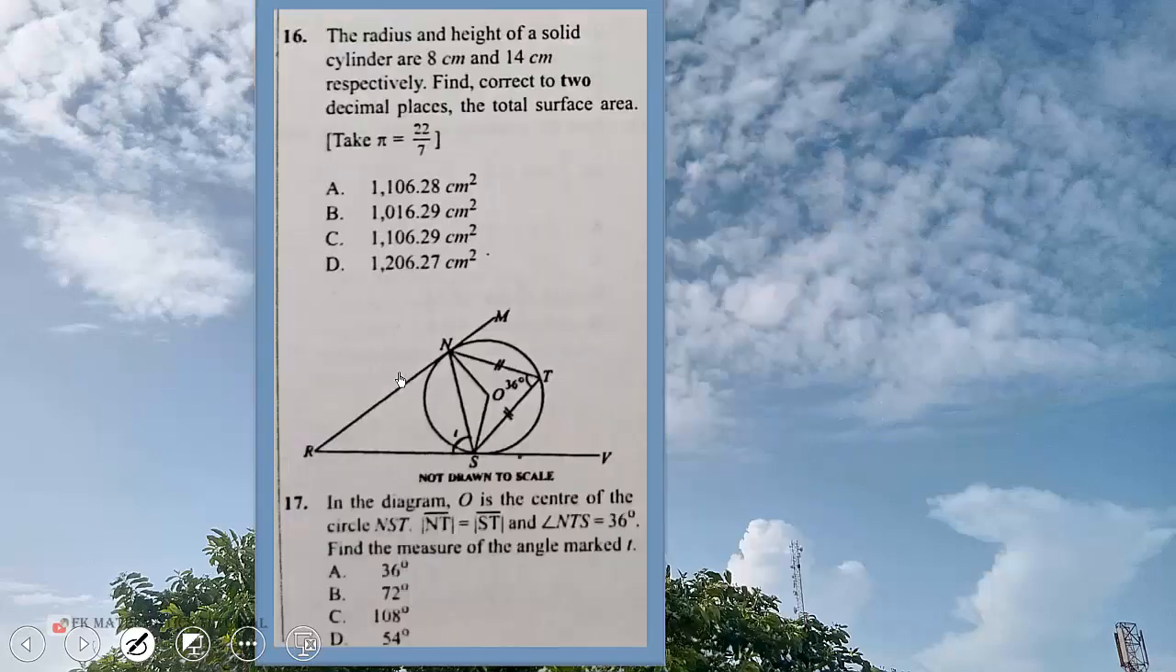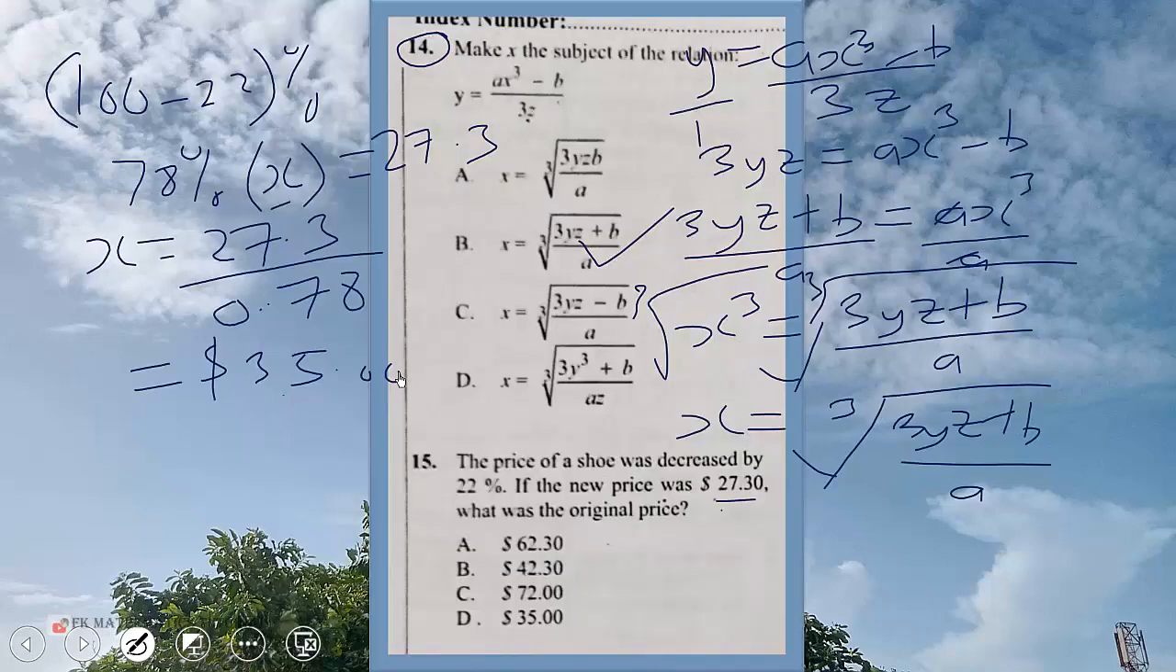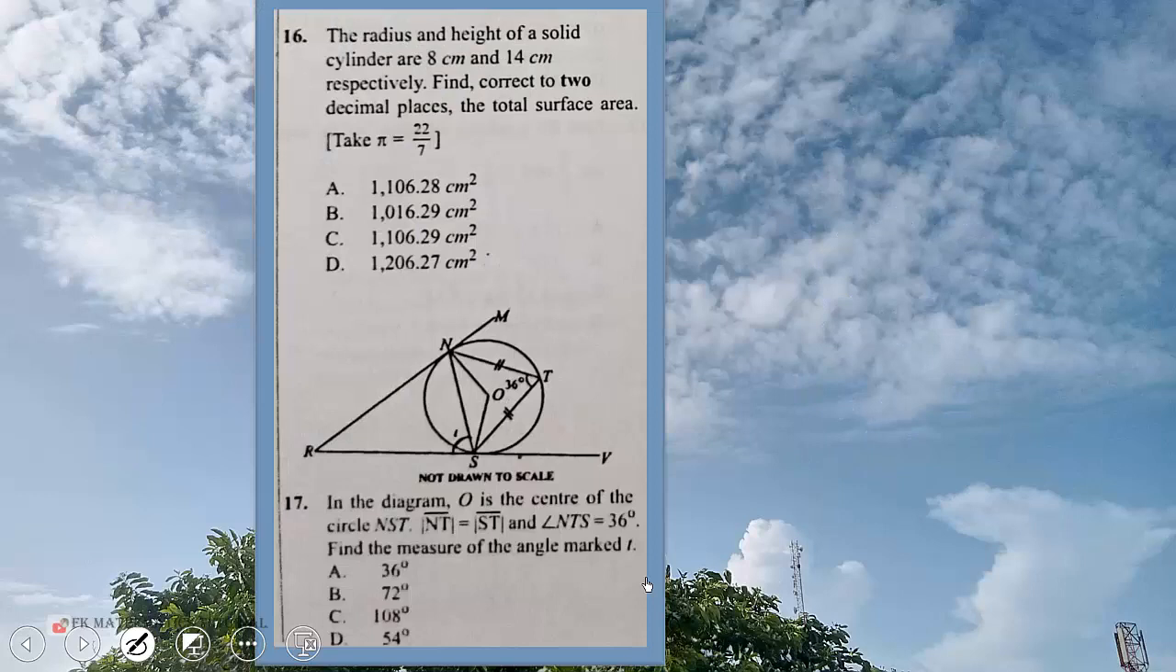So that question, the answer is D. Question 16. The radius and height of a solid cylinder are 8 centimeters and 14 centimeters respectively. Find, correct to 2 decimal places, the total surface area.